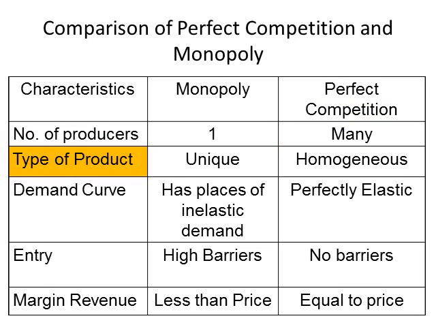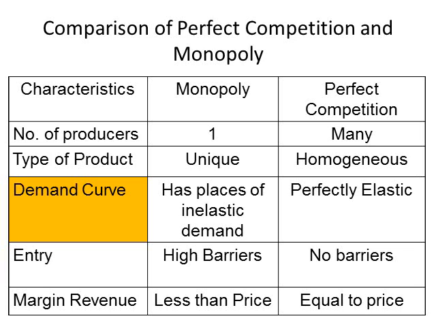Next, let's look at the type of product produced by the monopolist and the perfectly competitive firm. The monopolist produces a unique good. Further, there are no close substitutes for the good, so consumers cannot switch from what the monopolist produces to another good. The perfect competitor produces a homogeneous or standardized good which may be easily substituted for one produced by another firm.